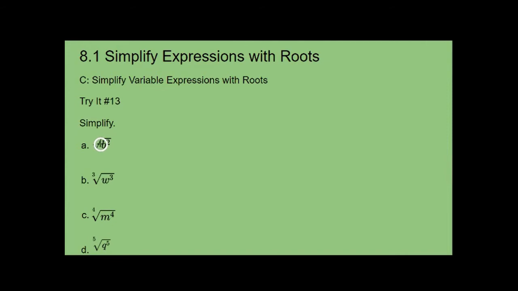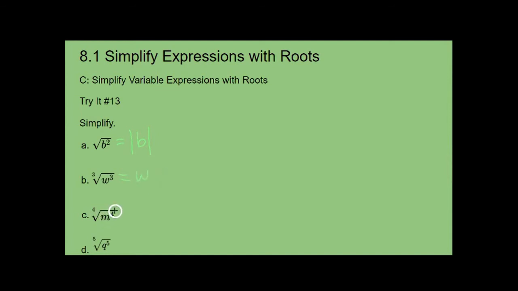The first one, we are dealing with a positive. We're dealing with an even root here. We have the square root of b squared. So when we're dealing with an even, do we just take the a or do we take the absolute value of a? When it's even, we have to take the absolute value. So the answer to this is absolute value of b. Cubed, that's odd, which means the answer is just the w.